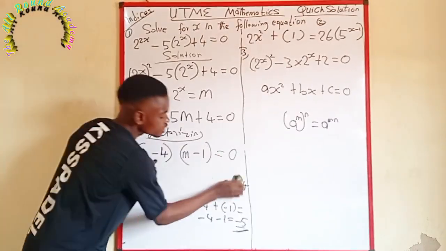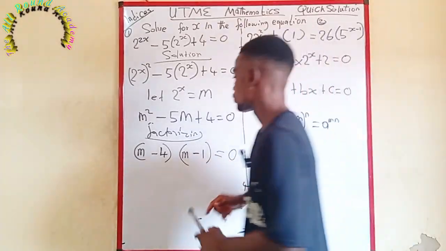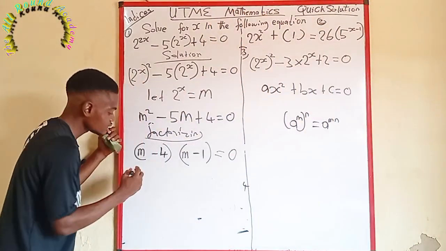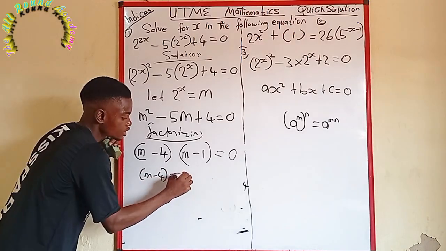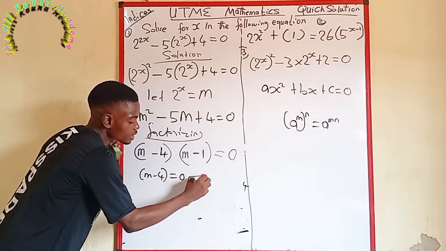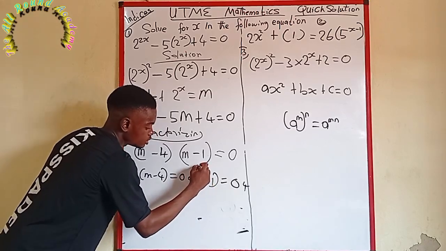Now, what this means is that each of these brackets is going to equal 0. Hence, from here, I could now say that the bracket m minus 4 equals 0, or the bracket m minus 1 also equals 0.